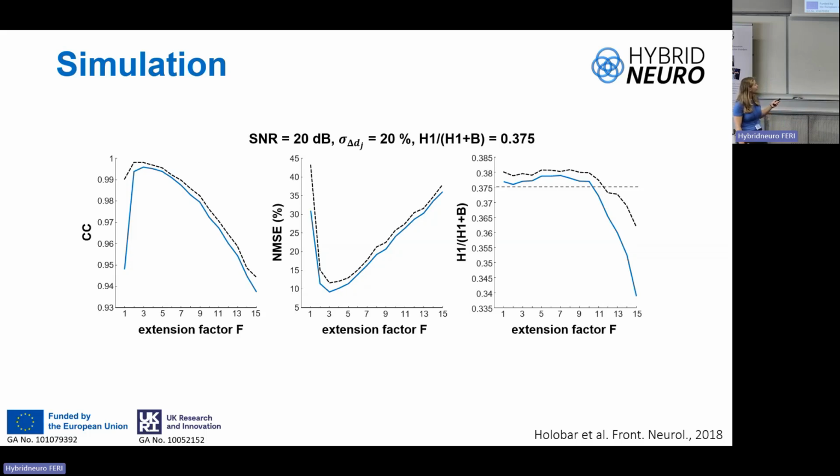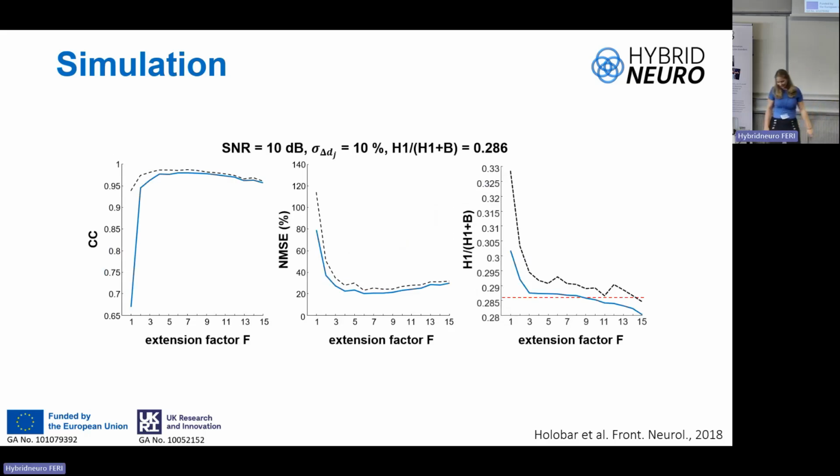Those blue lines represent the average values, while dashed black lines represent standard deviation. And here, the dashed red line is the actual value of the relative power of the first tremoric harmonic. Here we can see similar results with different parameters, only now the optimal extension factor was 8.